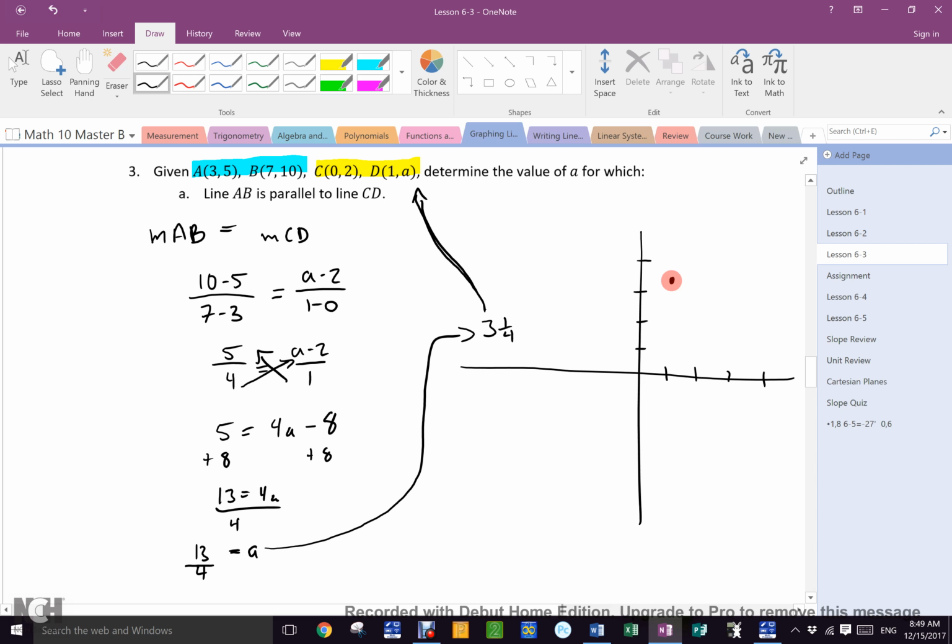And where would the other dot go? Up 2, and then I could connect them. Is everybody good?